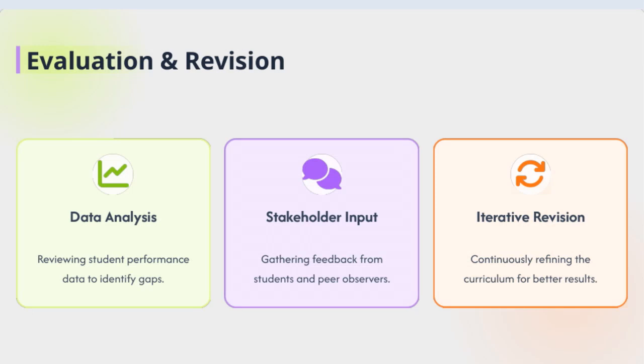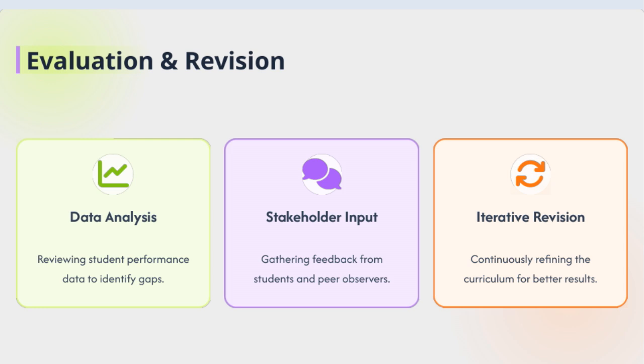All right, let's talk about how we keep improving the curriculum to achieve better results. One of the key strategies we use is iterative revision, which means we don't just set it and forget it. Instead, we continuously review and refine our materials and methods. A crucial part of this process is gathering feedback from students and peer observers. Their insights help us understand what's working and what needs adjustment. This feedback loop ensures we're always aligned with learners' needs and teaching best practices.